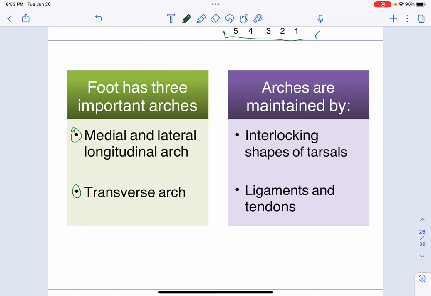And then the arches of our foot are maintained by several things. One, it's maintained by the shapes and the way that the tarsals connect and come together. And then there is also a lot of ligament support and tendon support. I'm not going to go over all of the ligaments and tendons in the foot. I'm going to kind of show you a picture of what that looks like. But we are going to skip a lot of the ligaments and tendons because of time.